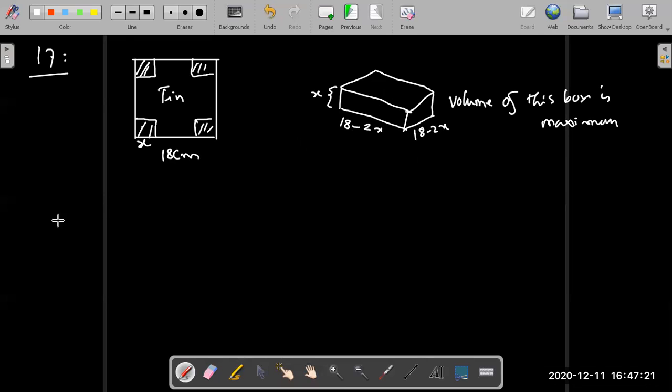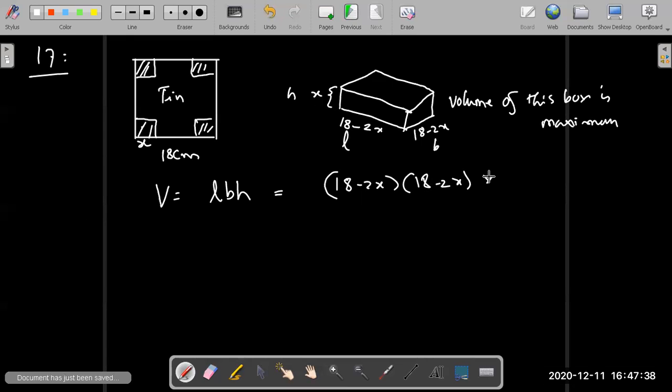So now we have got the box. So that V is equal to length into breadth into height. So this may be length, this may be breadth, this is the height. So that's equal to 18 minus 2x into 18 minus 2x into x. So this is to be maximized. So we will say V is equal to 18 minus 2x whole squared into x.